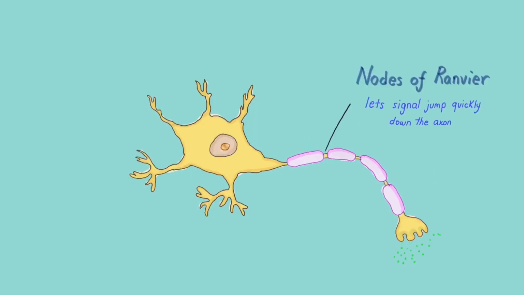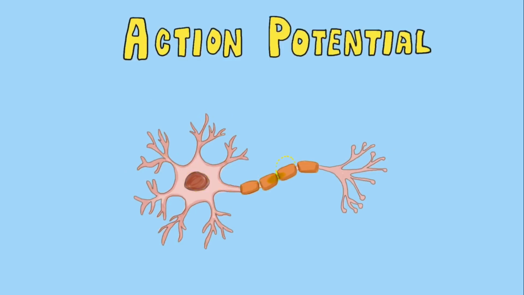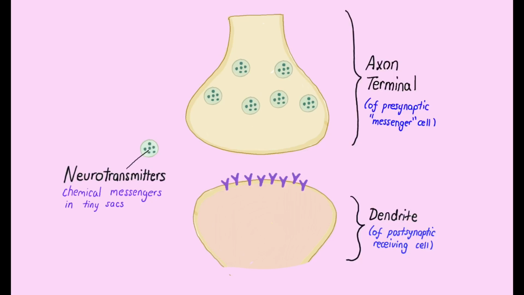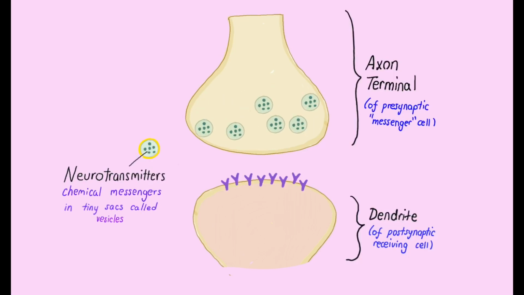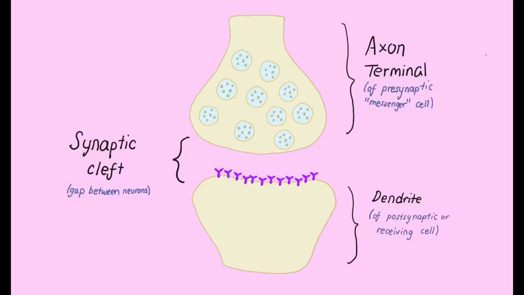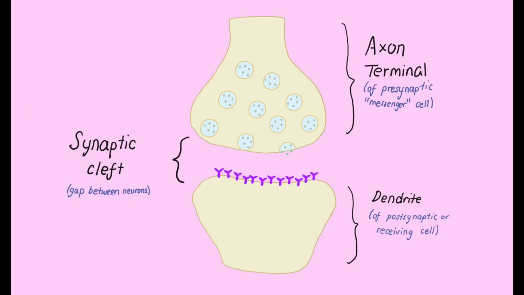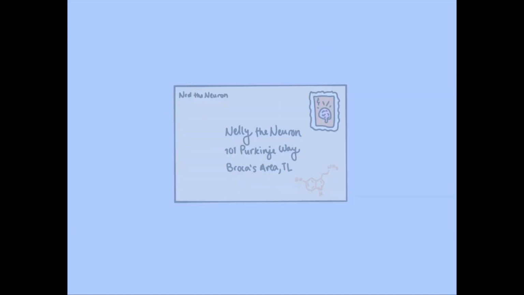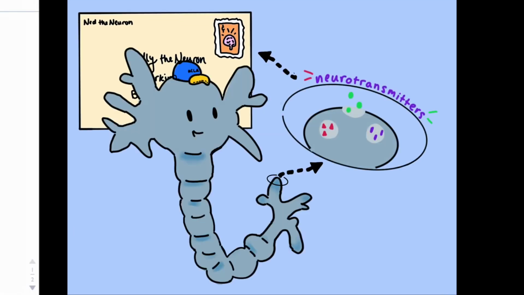Once the action potential reaches the axon terminals, or ends of the axon, the signal becomes chemical. Axon terminals are home to neurotransmitters, or chemical messengers, in tiny sacs called vesicles. Neurotransmitters are sent across the small gap between neurons, called the synaptic cleft, and bind to dendrites on the receiving neuron. You can think of neurotransmitters like letters being sent between friends. Ned the neuron wants to tell Nellie the neuron something, so he sends her an envelope full of neurotransmitters.